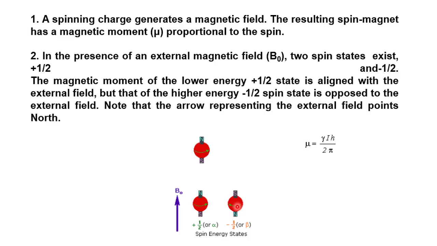The plus half will have a lower energy, and the minus half spin state, which is opposing the external magnetic field direction, will represent the higher energy state. The magnetic moment is equivalent to gamma I h, where h is the Planck's constant, divided by twice pi.